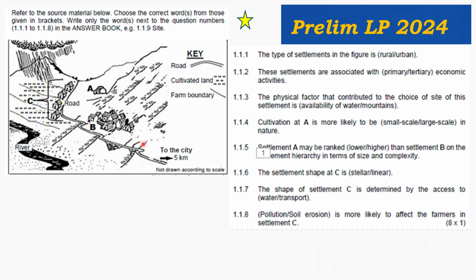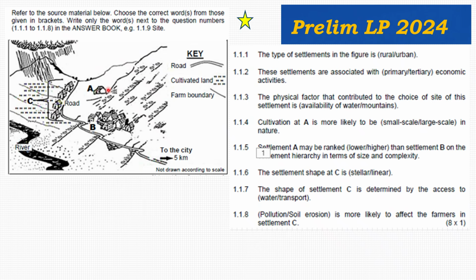Here's another past paper activity. It's a prelim. I think it's Limpopo province, 2024. Refer to the source material. Choose the correct word from those given in brackets. Write only the words next to the question number. Example 1.1.9 site. Let's look at what's happening here.